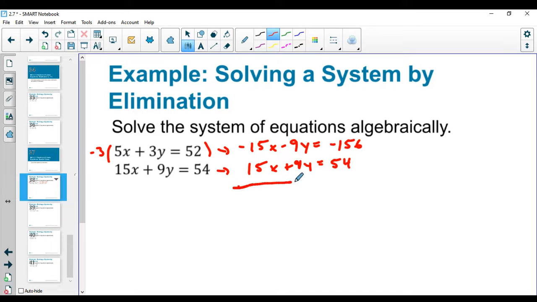Now when we add it, we'll see why this is a special case, right? Because when we add these, negative 15x plus 15x cancels, and so does negative 9y plus 9y. So what's really left on this side is 0. And then on this side, we have negative 156 plus 54. That's going to leave us with negative 102, right? And this obviously is not true. 0 does not equal negative 102. So what we're going to have here is no solution.